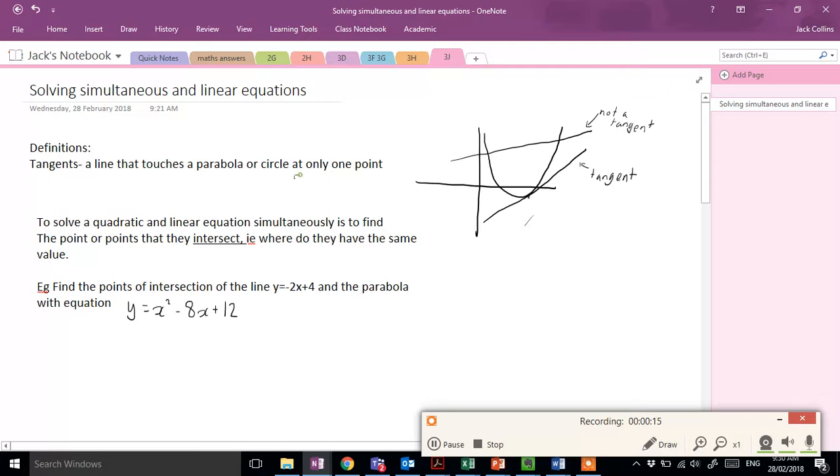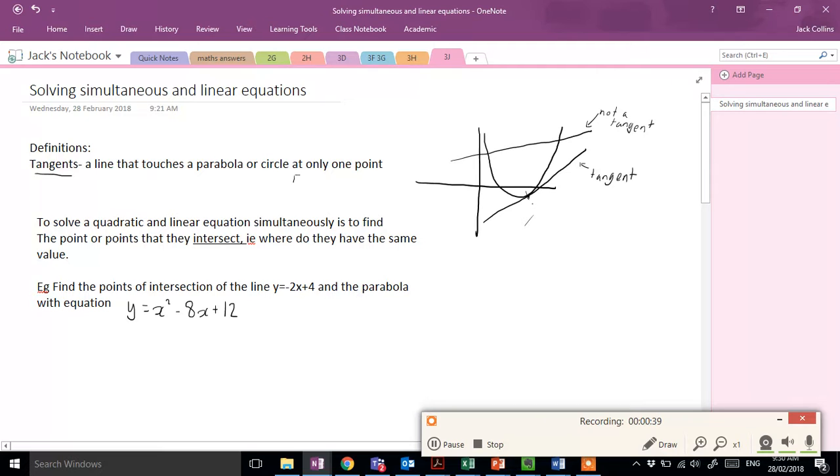We need to know that a tangent, which we looked at in circle geometry last year, is just a line that touches a parabola or circle at only one point. So if you look at this roughly drawn sketch over here, you can see that this line here touches it only at this point here, so it's a tangent, whereas this other line, which cuts through the parabola at 2 points, is not a tangent as it cuts multiple times.